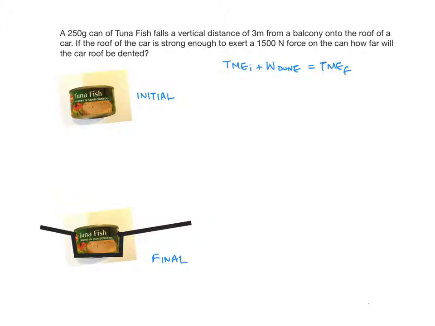For each of these situations, we now need to identify what the energies are. So what is the total mechanical energy initially, and what is the total mechanical energy finally? The total mechanical energies are the sum of the kinetic and potential energies, as there are no elastic energies involved in this case.